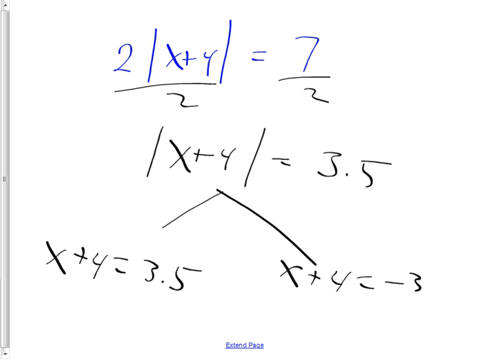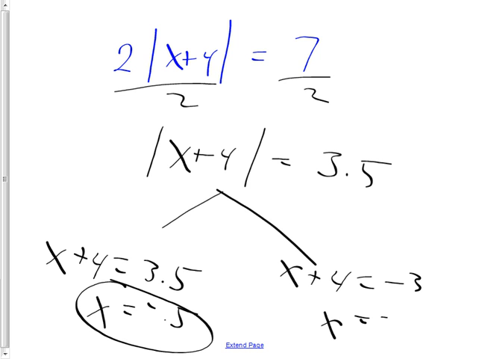Then solve it. Subtract 4 from both sides. X equals negative 0.5. A negative a half. Raise your hand if you had that one right. Awesome. And then the other side, minus 4 would be x equals negative 7. Raise your hand if you had that one right. Okay, awesome. Oh, point something. Sorry, that's right. It's a 0.5 there, so I deleted it by accident. So it's negative 7.5, right? Okay, good. All right, thank you.